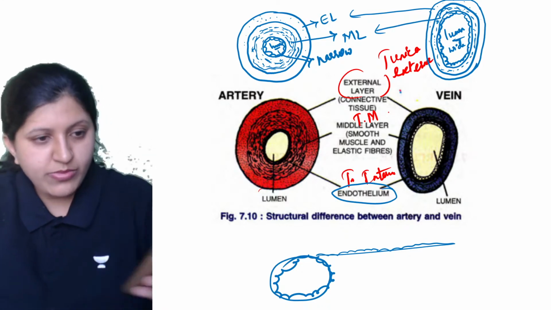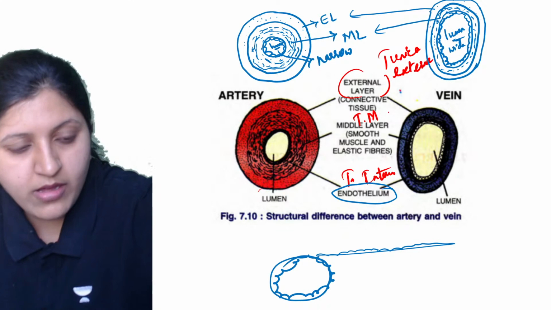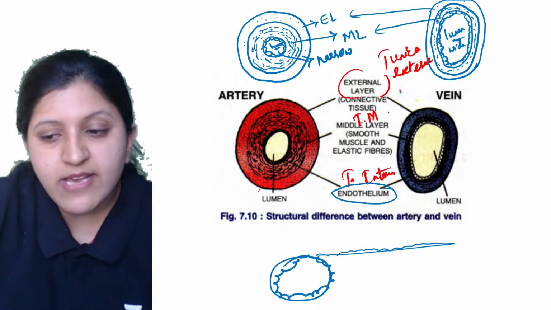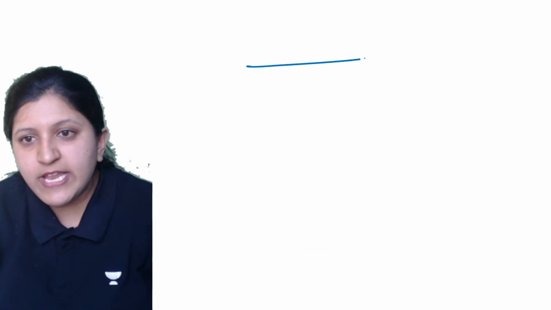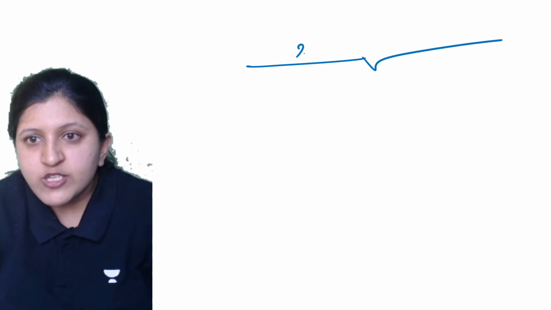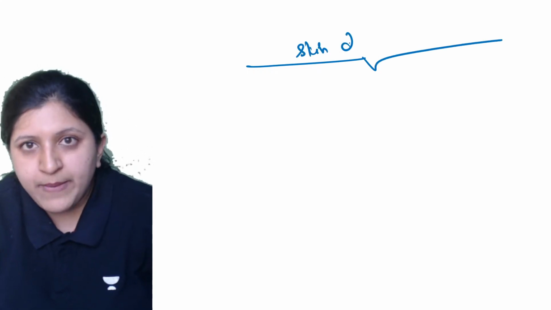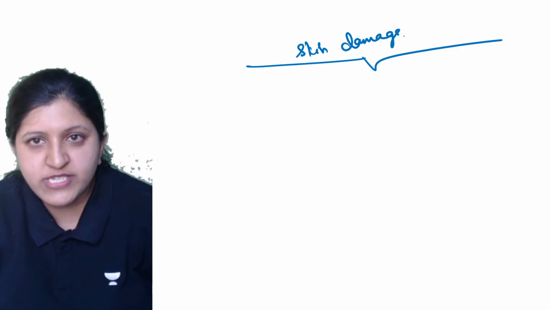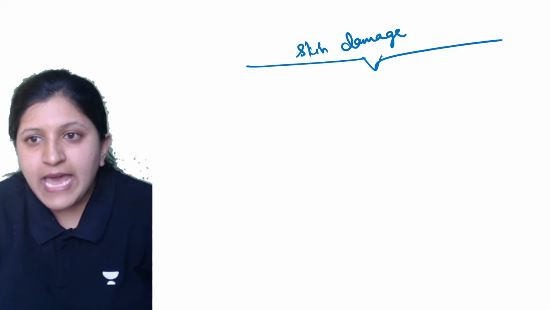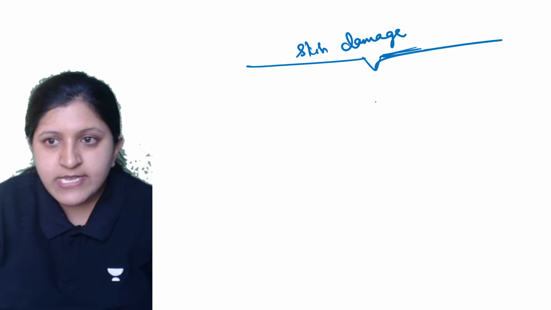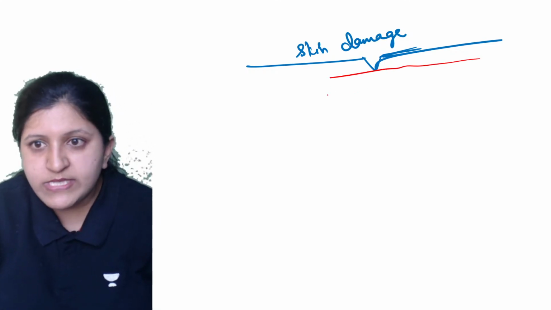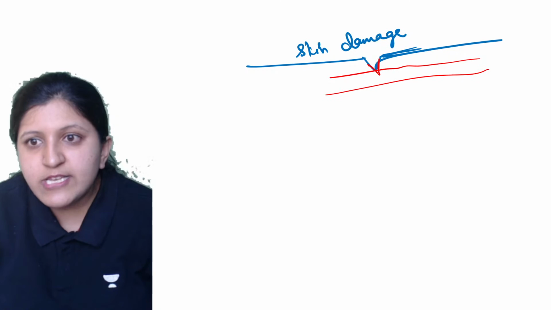Okay, moving on. Siddhi was asking me about the clotting process, so I'll just explain that. The tissue is damaged. Let's say this is the skin, and the skin is actually damaged. Whenever the skin is damaged, the blood vessel that was here is also damaged.